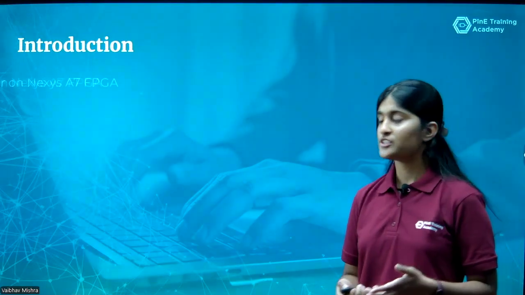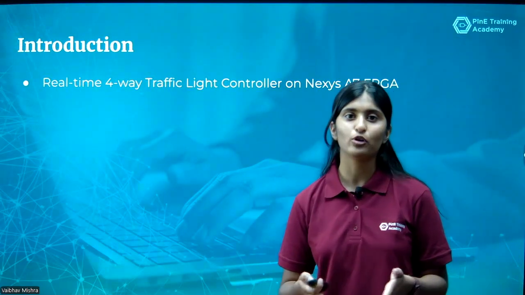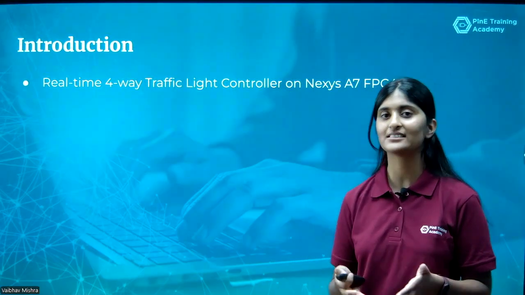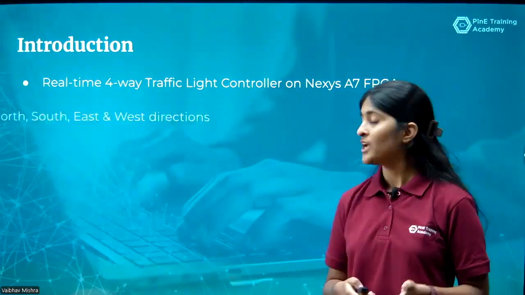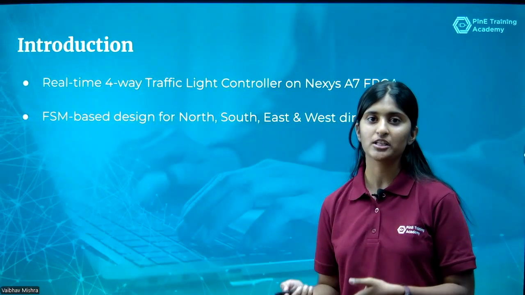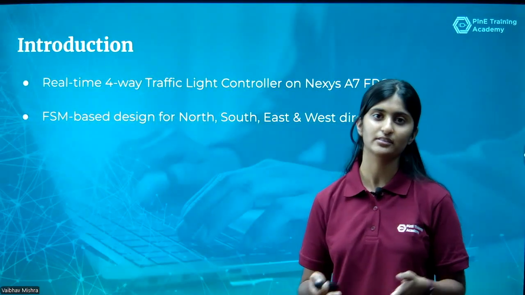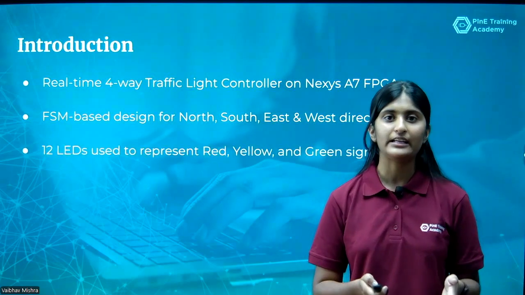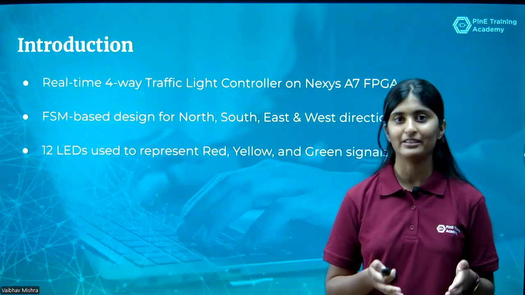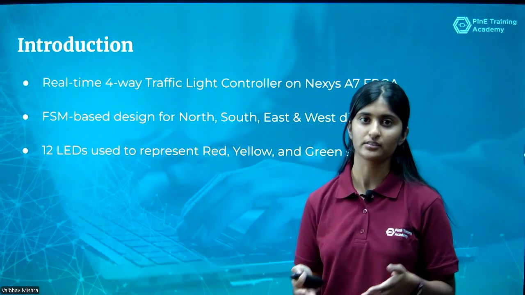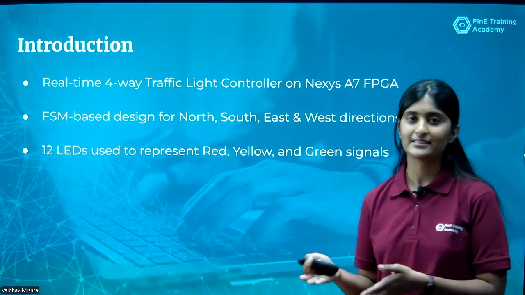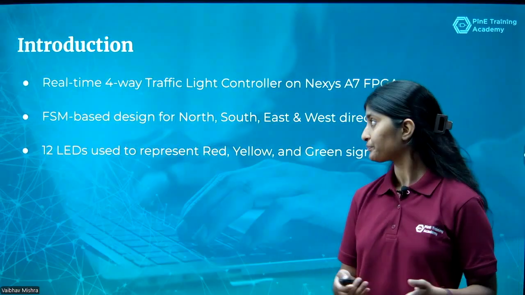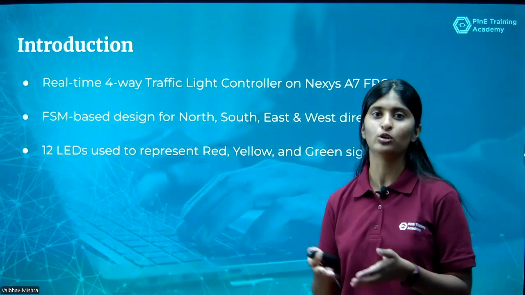So this project is a real-time four-way traffic light implemented on a FPGA board that is Nexys A7. I've used finite state machine to drive all my directions that are north, east, south, and west. 12 LEDs are used to represent the traffic signals of all four directions. 3 LEDs are used per direction to represent the red, yellow, green signals.